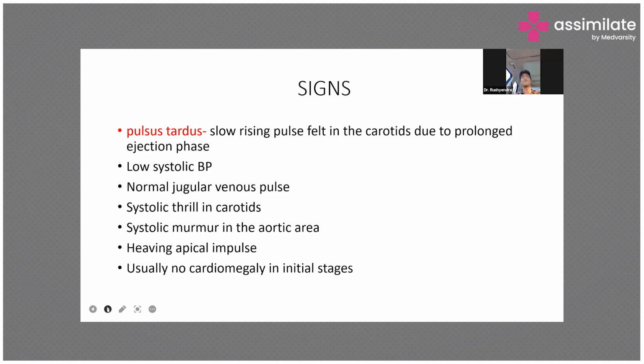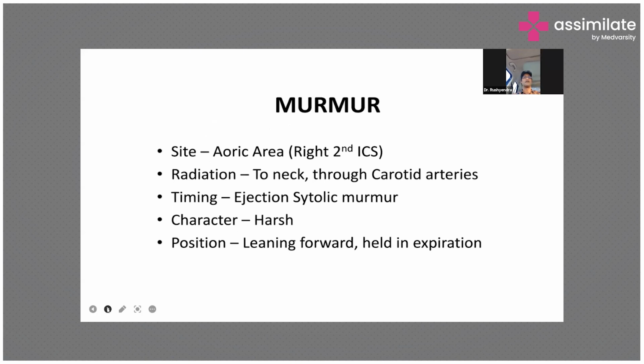Also the systolic BP will be low after some time. Initially I said the systolic BP is high, which happens in the early stages because of the stenosis. But when the stenosis increases and the LV fails, there will be a low systolic BP. The JVP will be normal, and you can find a systolic thrill in the carotids and a systolic murmur in the aortic area as expected, and there will be a heaving apical impulse. In the initial stages, you may not be able to find any cardiomegaly. Next.